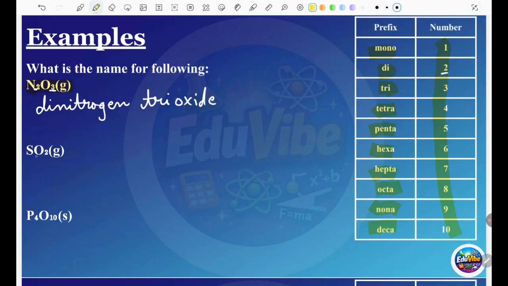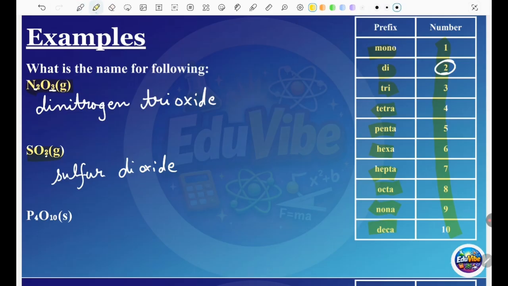For the next one we have SO2, where S is sulfur. It has one, but we don't write mono on the first element, so it remains sulfur. Keep in mind that when naming, we write in lowercase, so all the first letters should be in lowercase. So it's sulfur. What is O? It's again di, the number 2. So it's dioxide. So it's sulfur dioxide.